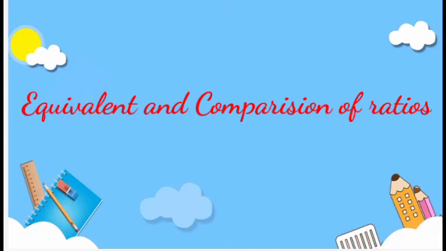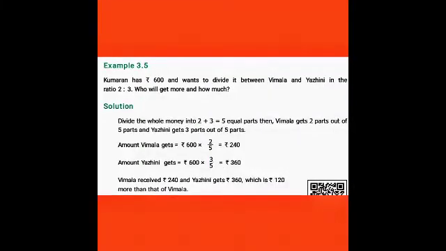So the first sum is: Kumaran has rupees 600 and wants to divide it between Vimala and Yalini in the ratio of 2:3. Who will get more and how much? Here they are giving the whole amount, that is 600, and that 600 we want to divide between Vimala and Yalini. They are giving the ratio. We want to get it into the amount.